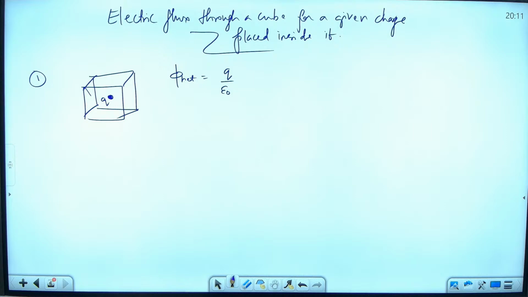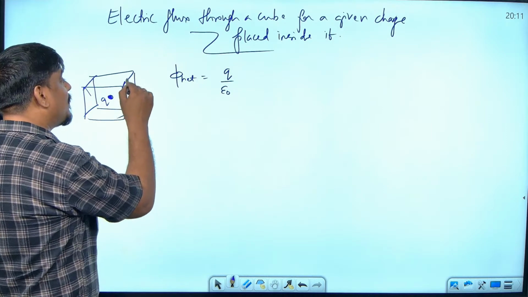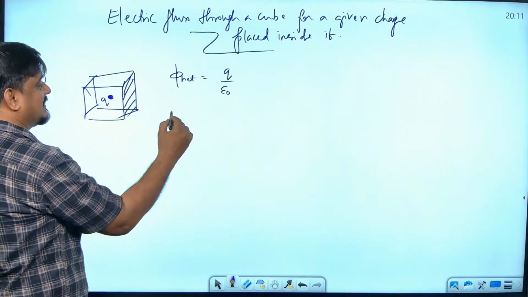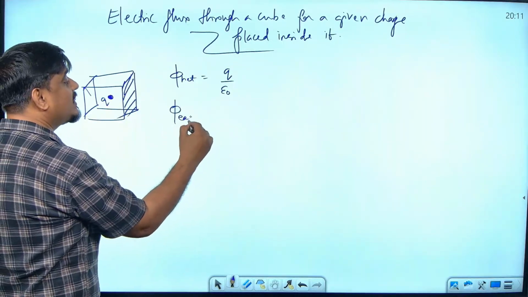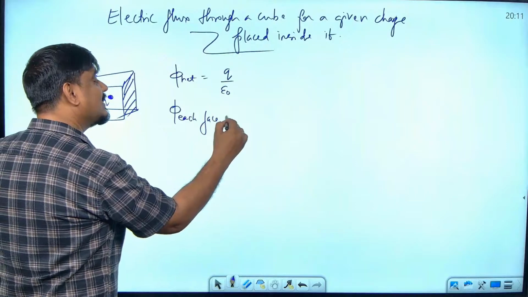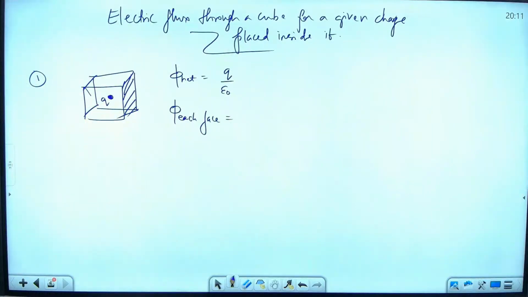If I ask you, what is the flux through a particular face, that is Q by 6 epsilon naught through each face. Now what you thought and remembered is the answer for that, Yogit.